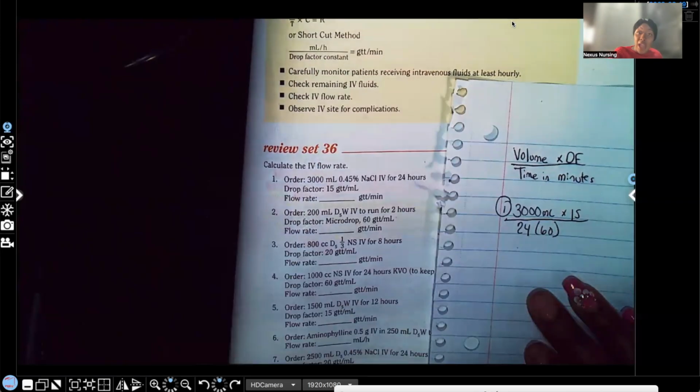What's the time they gave us? 24 hours. But are we done? No, because remember, guys, the time has to be in minutes. Right now it's in hours. So how do we turn that time into minutes? All you do is take whatever hours you get and multiply that times 60. Why? There's 60 minutes in each hour. So when you do your hours times your 60, that's going to give you your time in minutes. So now that we have this set up, let's do the math, guys.